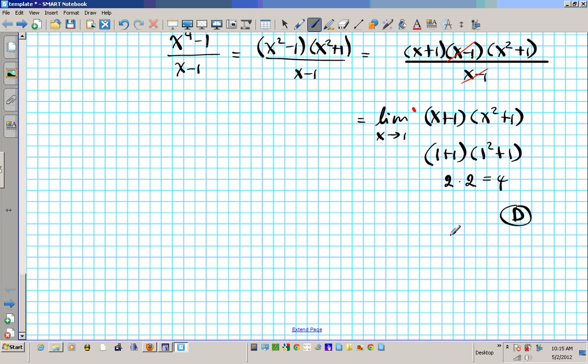Alright, the last one we're going to take a look at is number 31. We're going to solve this using direct substitution. We want to find the limit as x approaches 0 of x squared minus 5. We plug in 0, so we have 0 squared minus 5, which is 0 minus 5. Final answer is negative 5, and your answer is B.